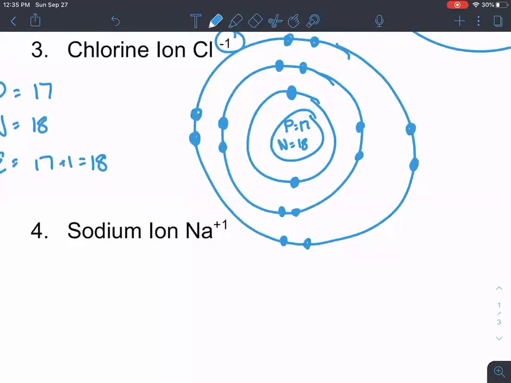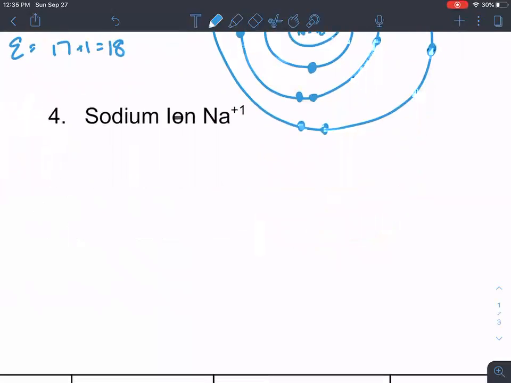And then the last one, sodium. Sodium is an ion, so let's come with our protons, neutrons, and electrons. Sodium is element 11 on the periodic table, which means normally it has 11 electrons, but this is a sodium ion, which means we have to change our electrons. Looking at our charge, it's a +1.